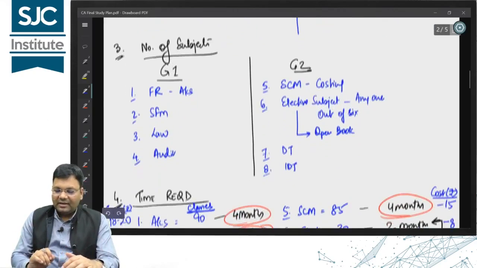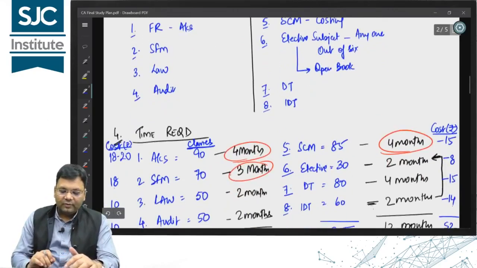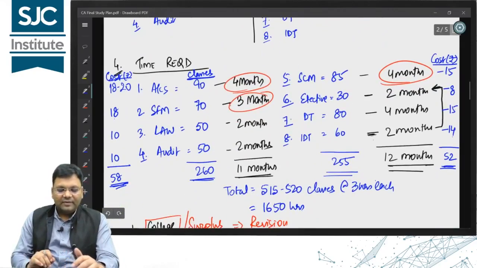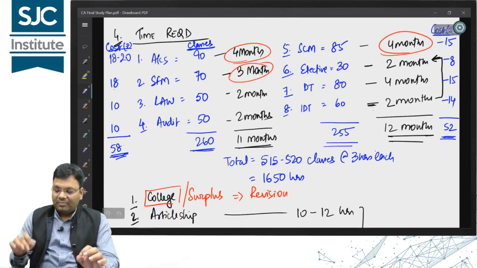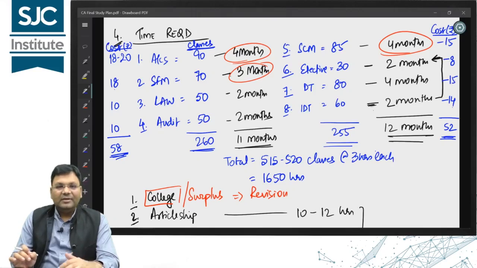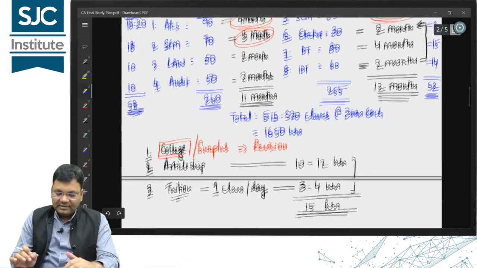Number of subjects are 8, group 1 4, group 2 4. Time required I shared with you. Total 23 months timeline is there. Cost total 1 lakh approximately. Total approximately 515 or 520 classes, which is approximately 1650 hours of coaching classes.